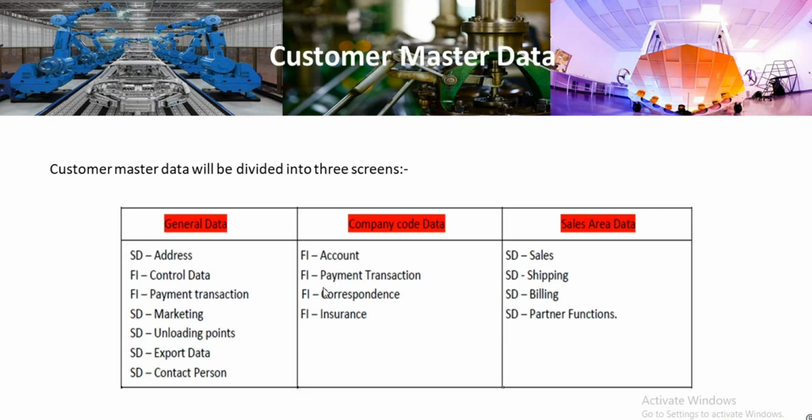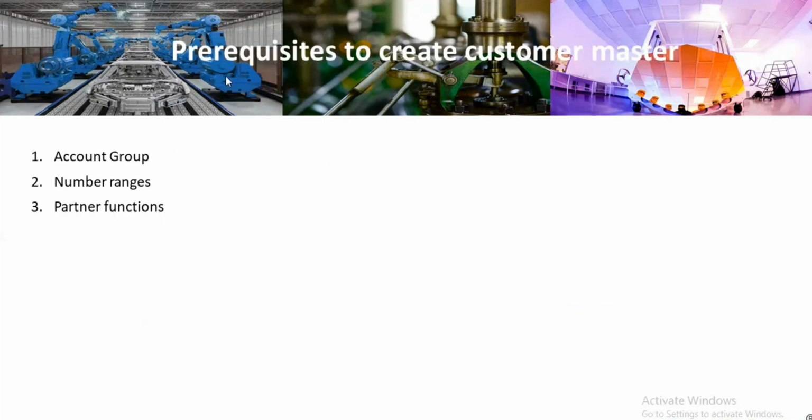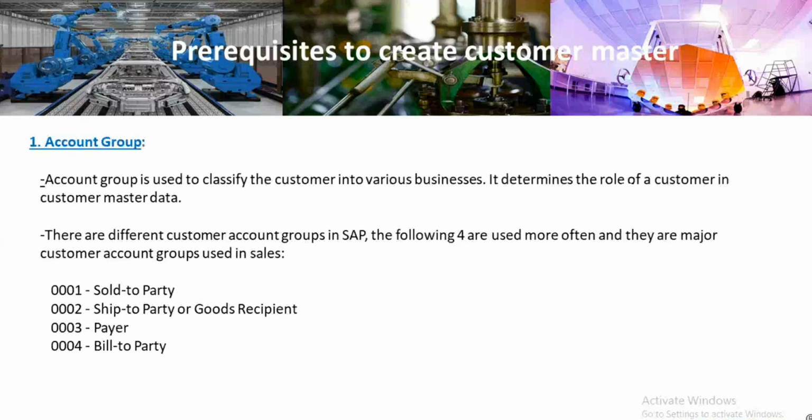And next, these are all the tabs which I have explained, that is the 7 tabs, and for the company code data we have 4 tabs, and for sales area data we have 4 tabs, which I mentioned earlier. And before creating any master data, we have prerequisites. First will be the account group, next the number ranges, and next the partner functions.